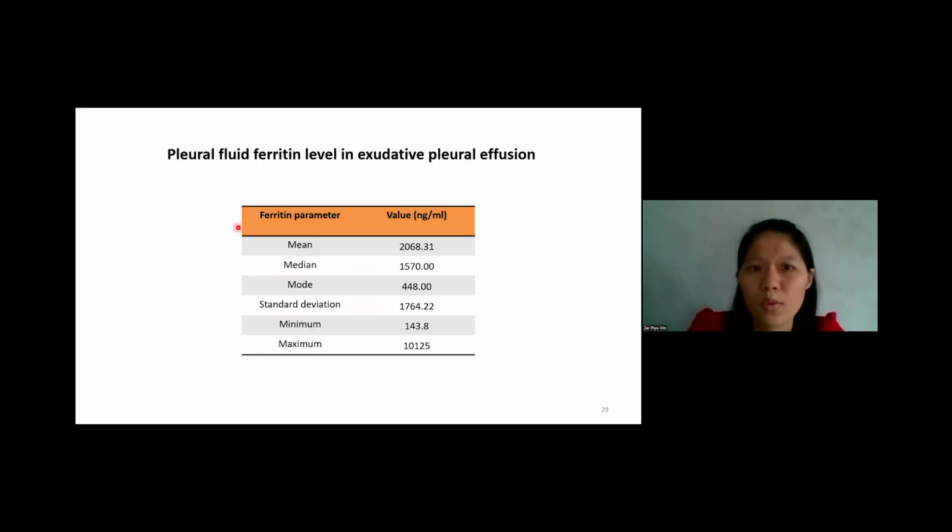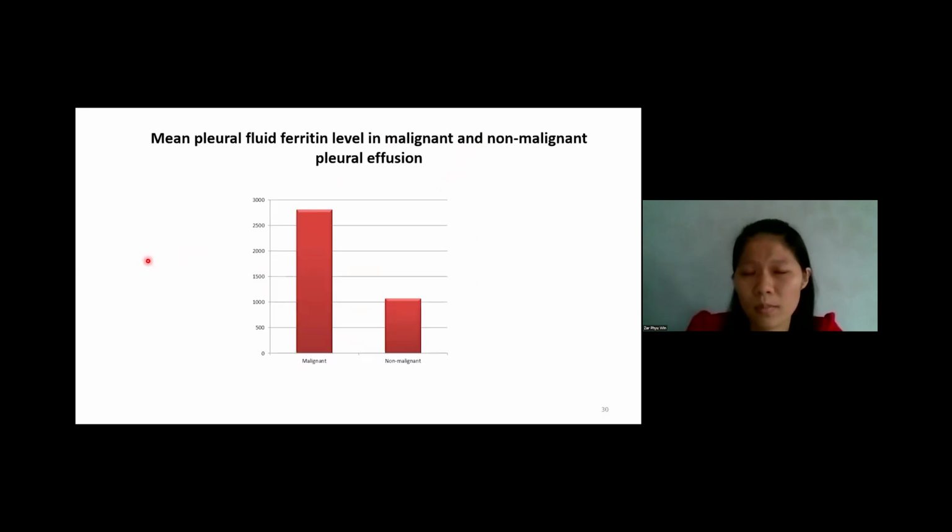This is the pleural fluid ferritin level in exudative pleural effusion, all 85 cases. The mean value was around 2068.31 nanograms per ml, with a minimum value of 143.8 and a maximum value of 10,125. This is the most important part of my study. Mean pleural fluid ferritin level, we compared it in malignant and non-malignant. We want to know whether it is significant or not.